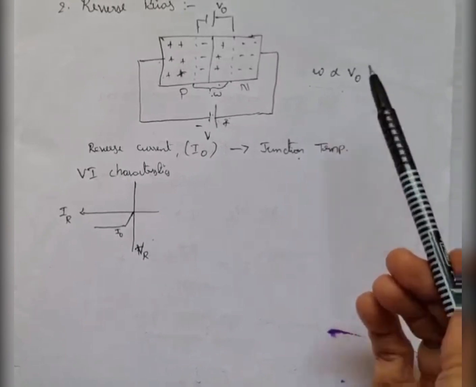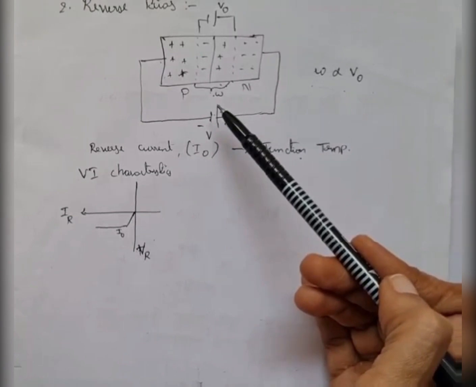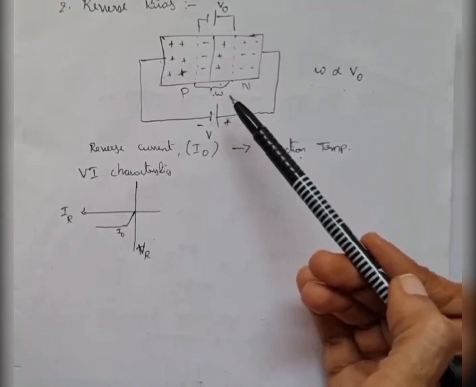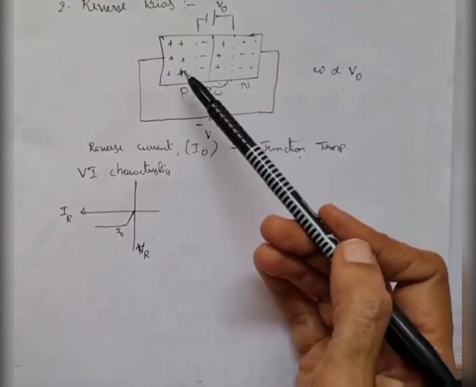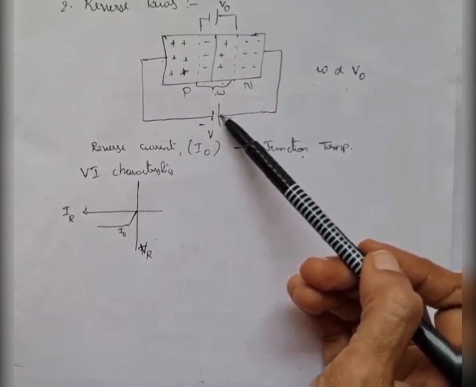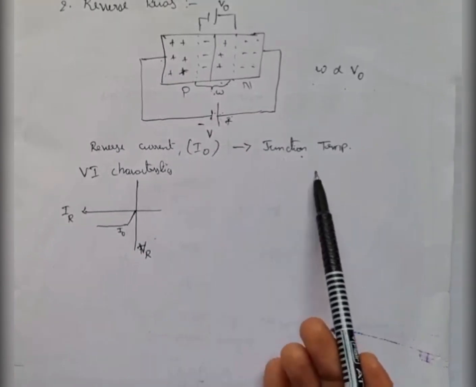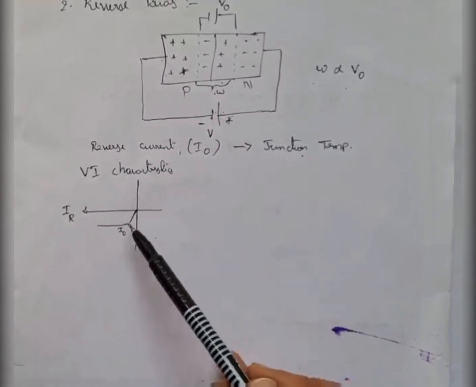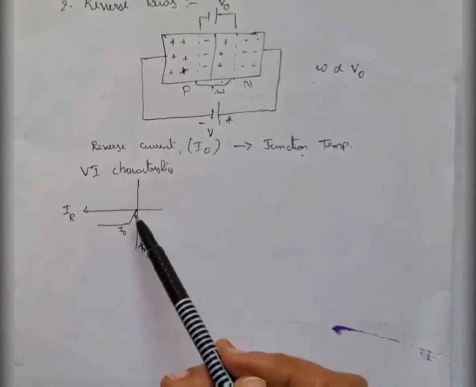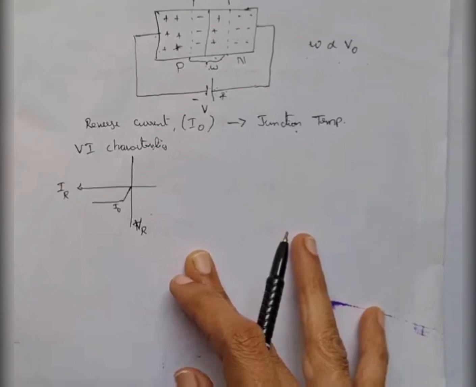In the same way, here, majority charge carriers moving gives rise to a small reverse current. This reverse current is called reverse saturation current, and it mainly depends upon the junction temperature. These are the VI characteristics of a reverse bias, I0. This is about reverse bias.